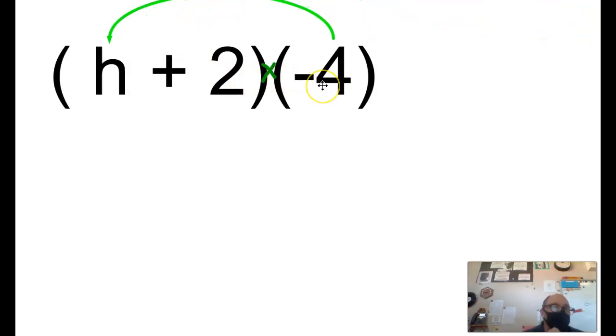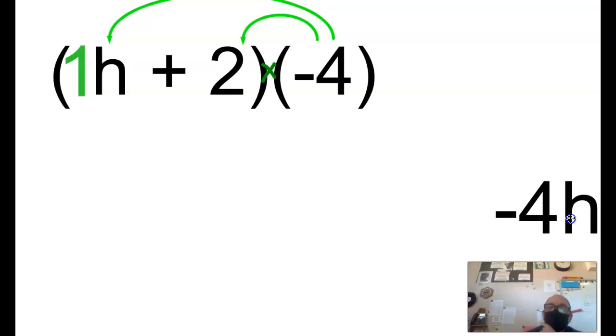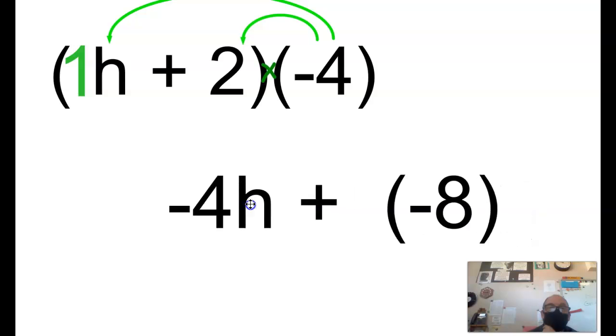But I'm doing -4 times h. How many h's are those? Yeah? Did you remember to put the 1 in? Whenever I have a letter, I want a 1 in front of it. And so the other one is -4 times 2. -4 times h is going to equal -4h. Do you see that? And -4 times 2 is going to equal -8. So this is what I have.